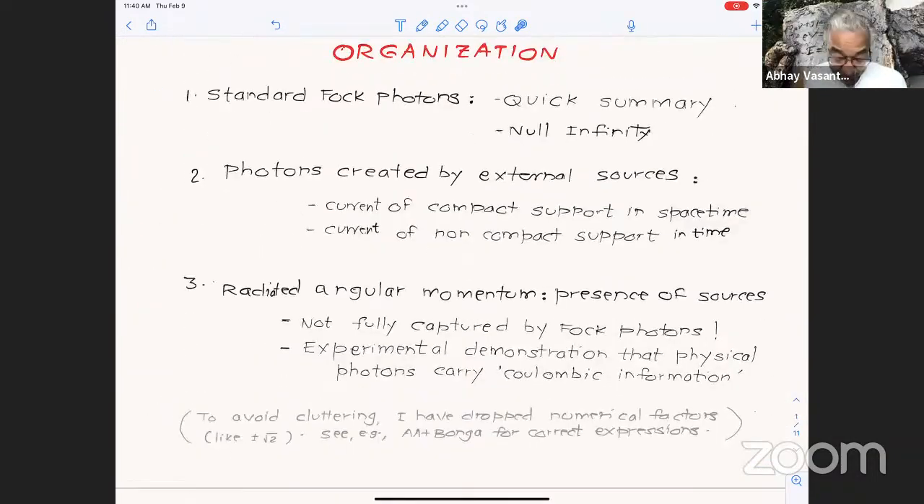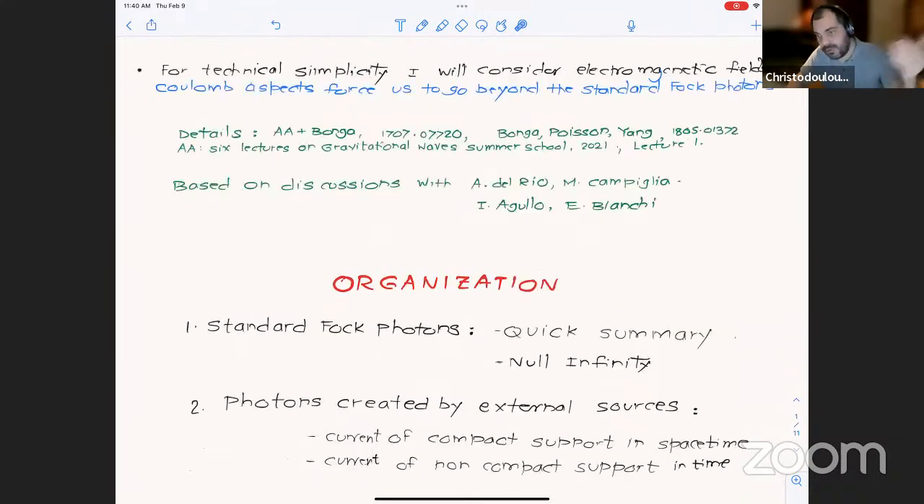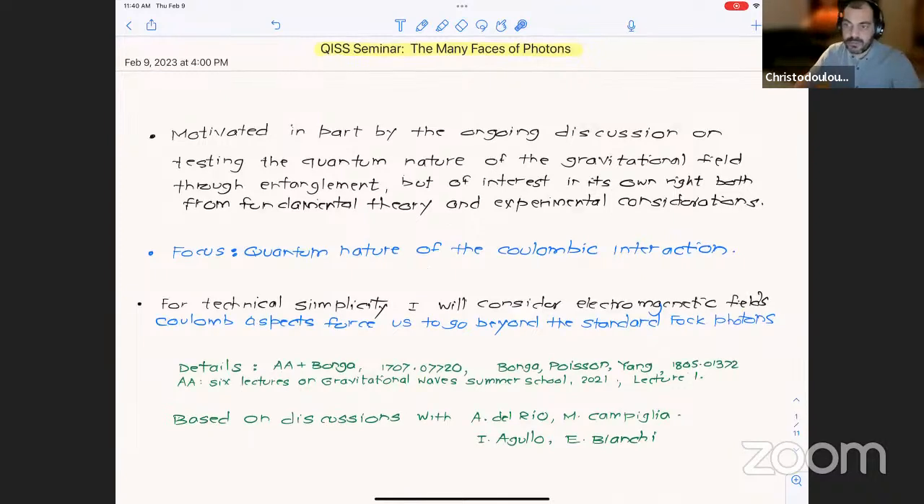Okay, so you're talking about, maybe, let me put the question more clearly. Do you think this clarifies something about the discussion on whether observing mediated entanglement would be witnessing something quantum about the gravitational field?